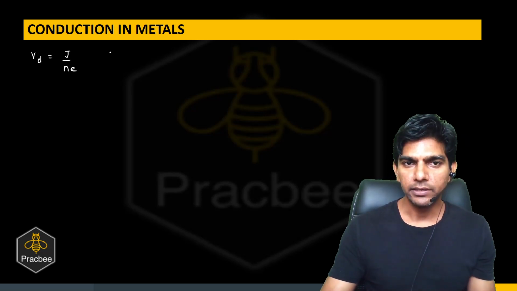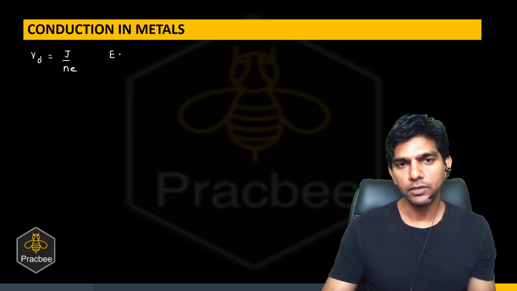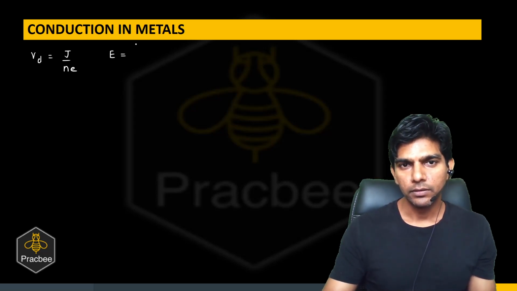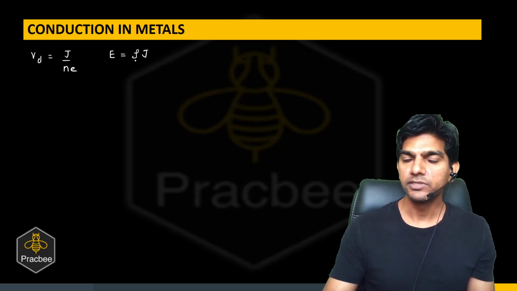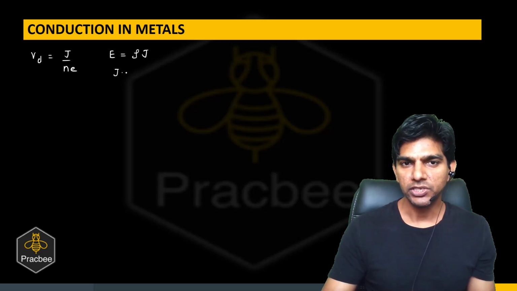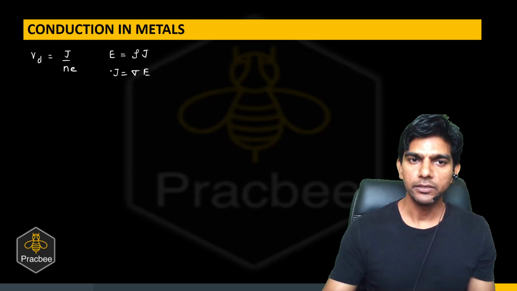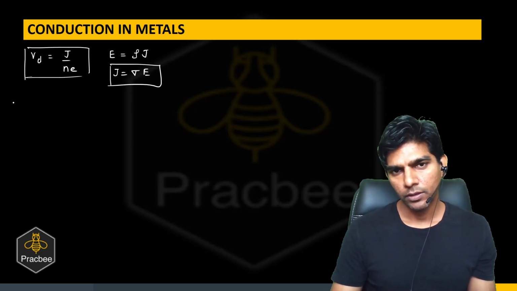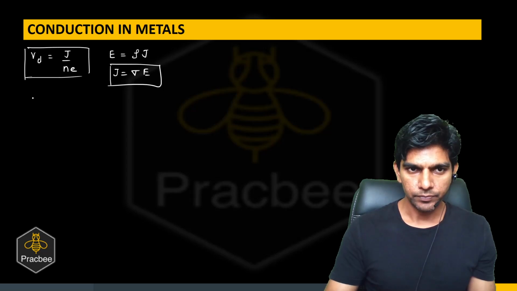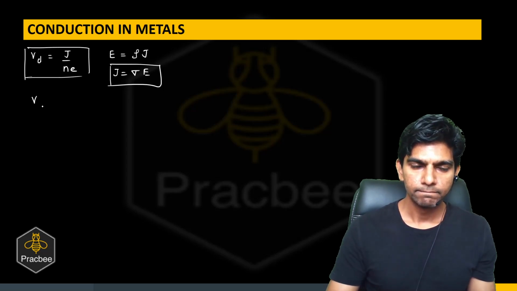And we also know that the electric field inside the conductor will be equal to rho J, where rho is the resistivity. And we can also write this as J equals sigma times E. Is it clear? So we already know these two formulas. Okay, and drift velocity.